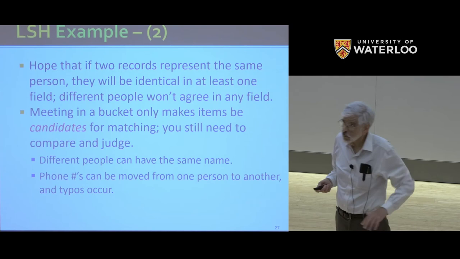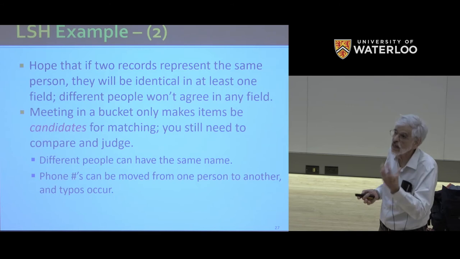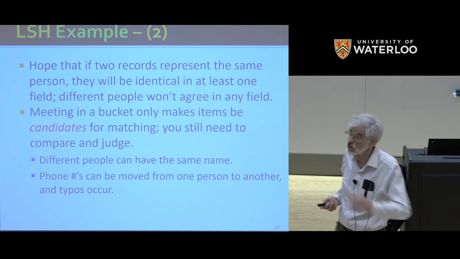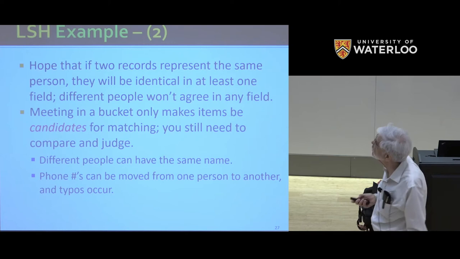And as I said, it's not sufficient to just say everybody in the same bucket is the same person. You still have to look at them and apply some measure of how similar those records really are. They should be similar in not just one field, but at least a few fields. And again, how you do that really depends. That's a very data-dependent issue, and I don't want to go into that.